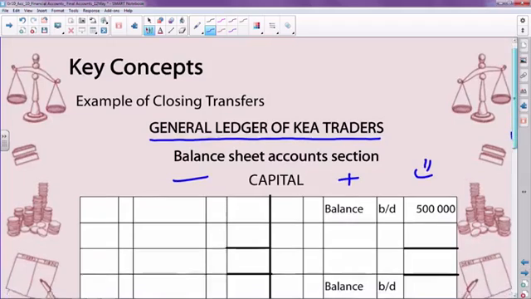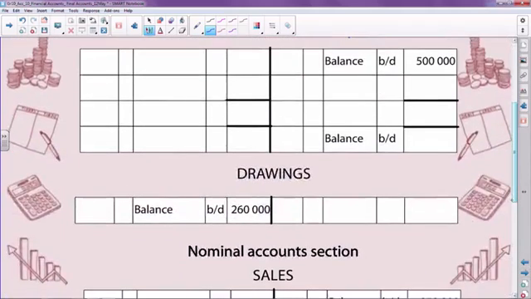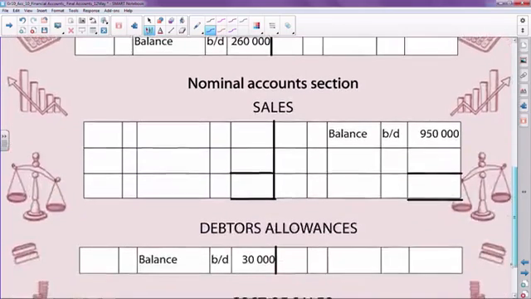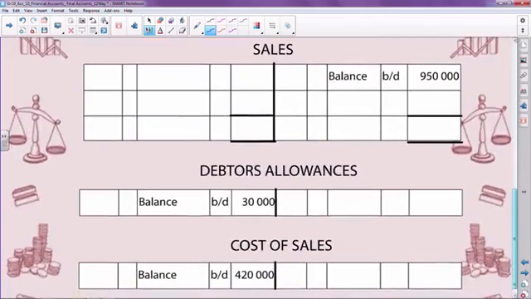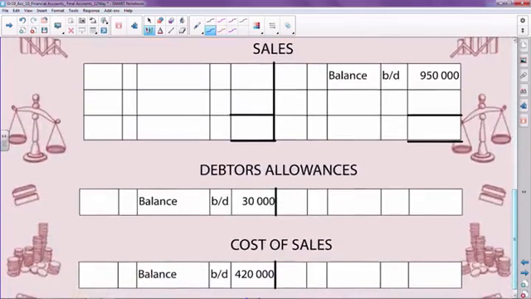Let's go and look at the next one. Your drawings, I gave it to you. Drawings is a plus minus. And remember, when do I take drawings? It's my very last step in my closing transfers. Now, my next accounts will be sales, debtors allowances, and cost of sales. I group these three together because they go together. This is my trading side of the business.